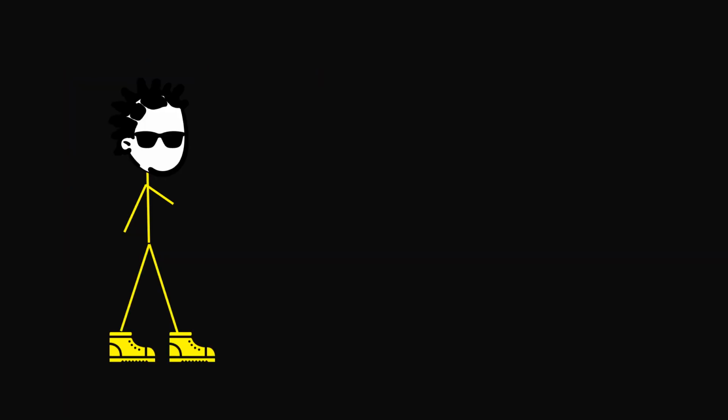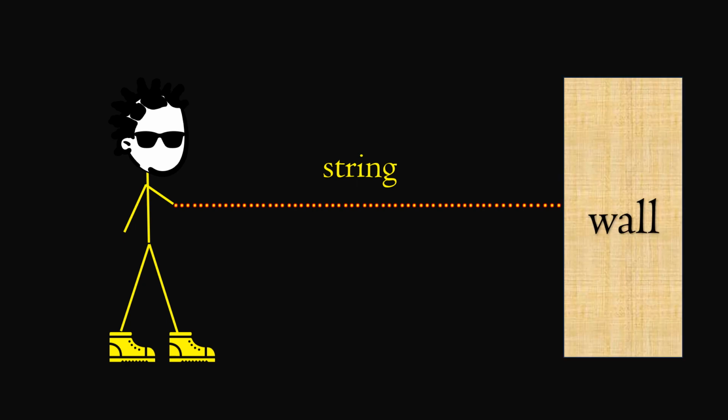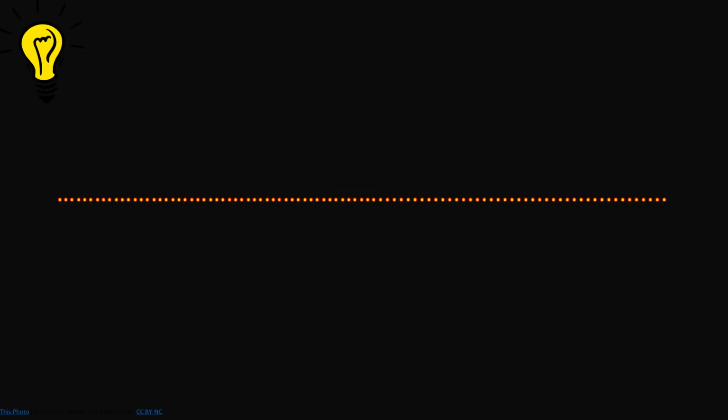Imagine this is you, and you are holding one end of a string in your hand. The other end of the string is attached to a wall. You then decide to shake one end of the string up and down quickly. What you will notice is that a little disturbance will travel from your end of the string to the other. This disturbance is what we call a pulse.